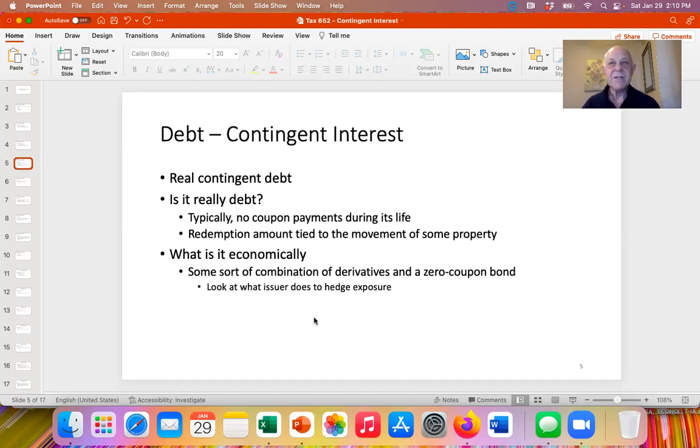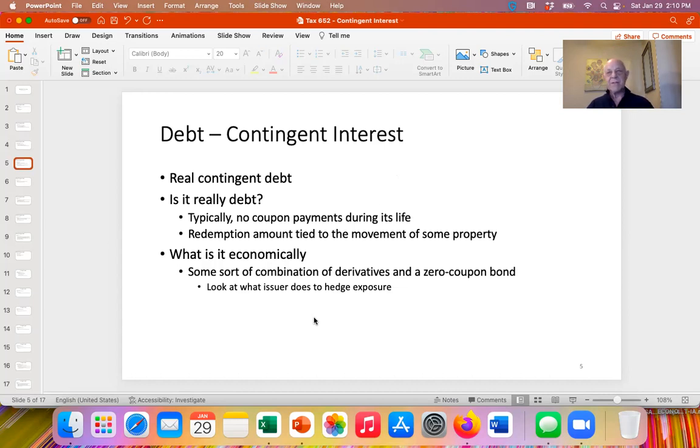So now the question is, when we look at contingent debt, what the Treasury wants to focus on is: is it really debt? And if it's not really debt, then we're going to treat it as an open transaction, and we're going to treat everything as capital. If it's really debt, then we're going to treat it as a debt instrument, and all your income is going to end up being interest income.